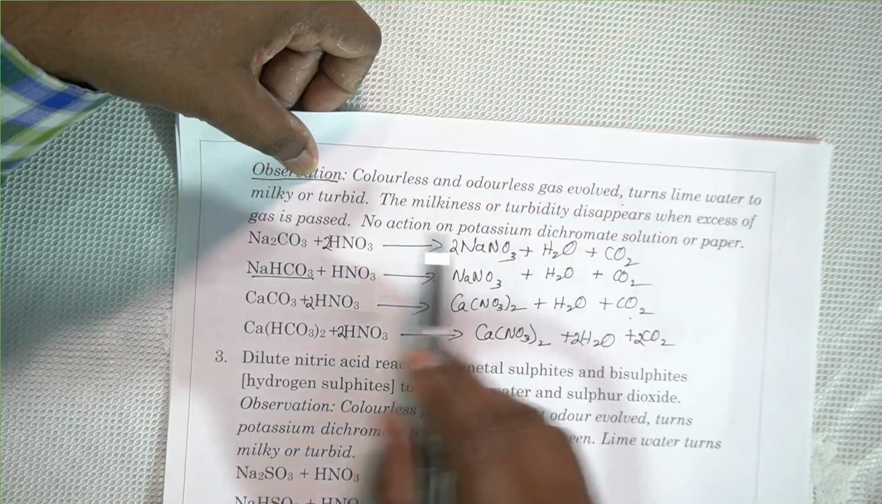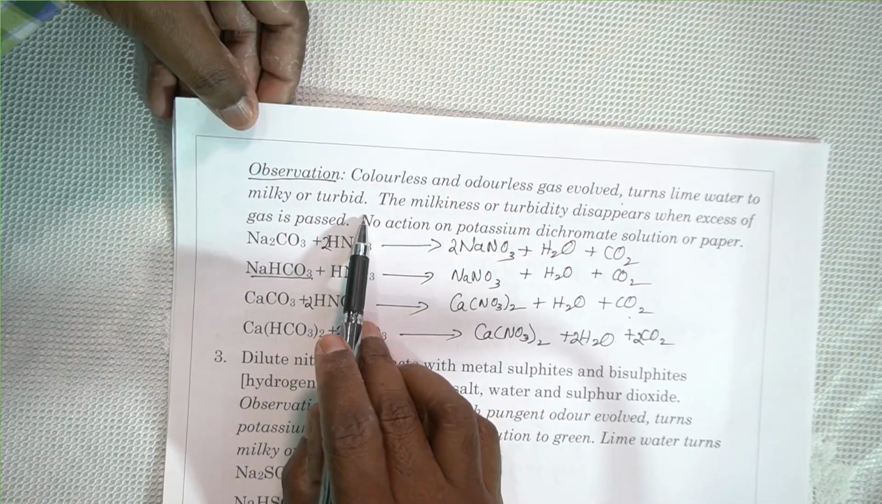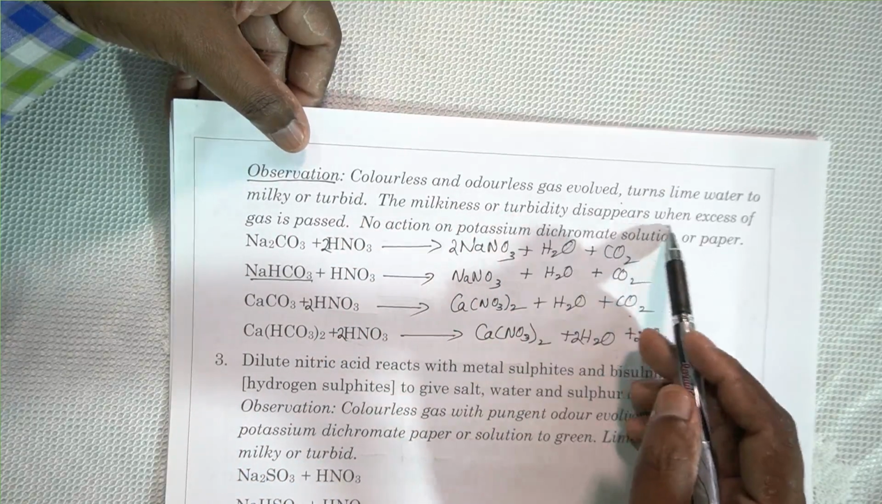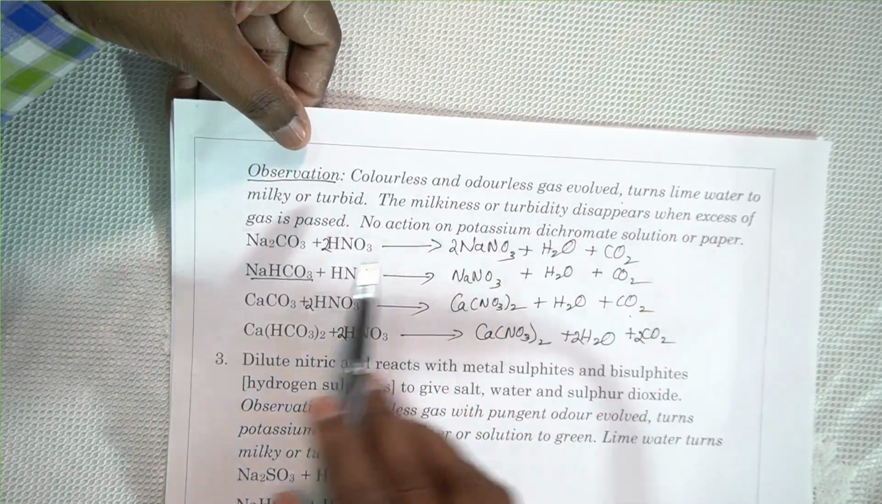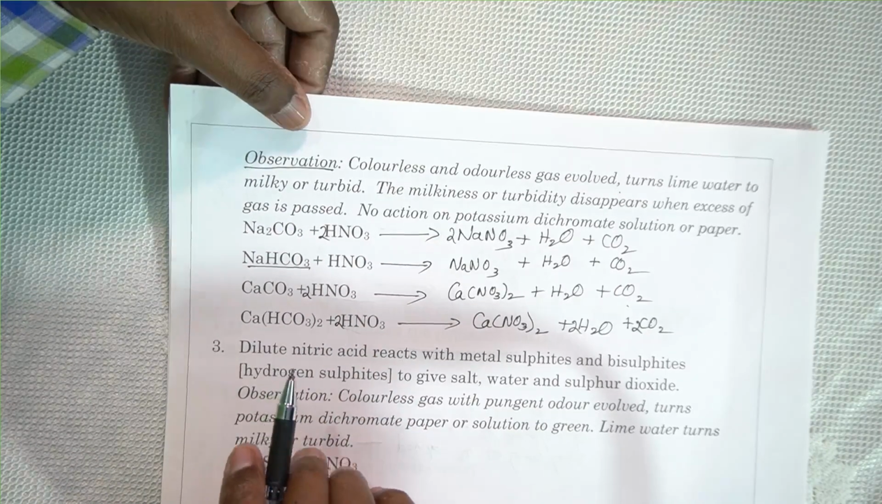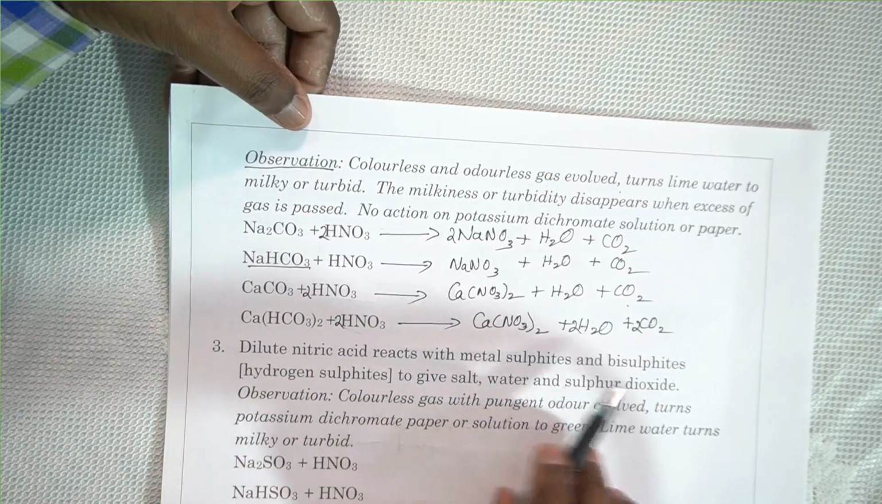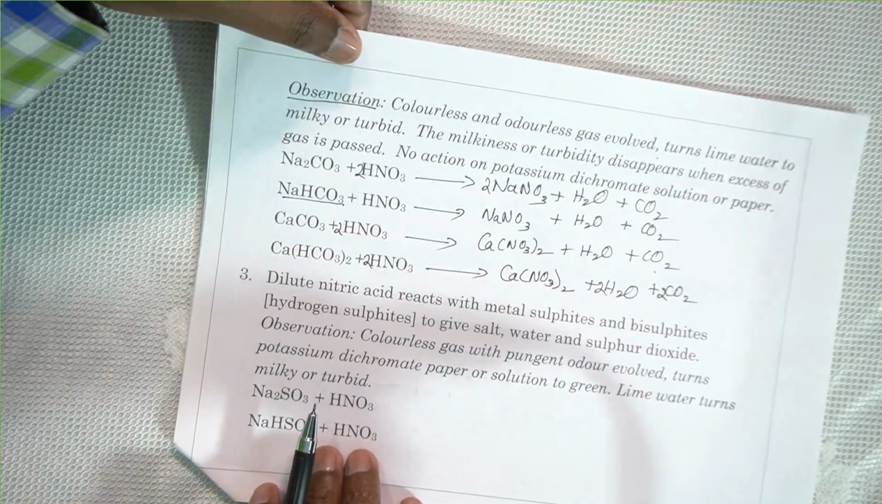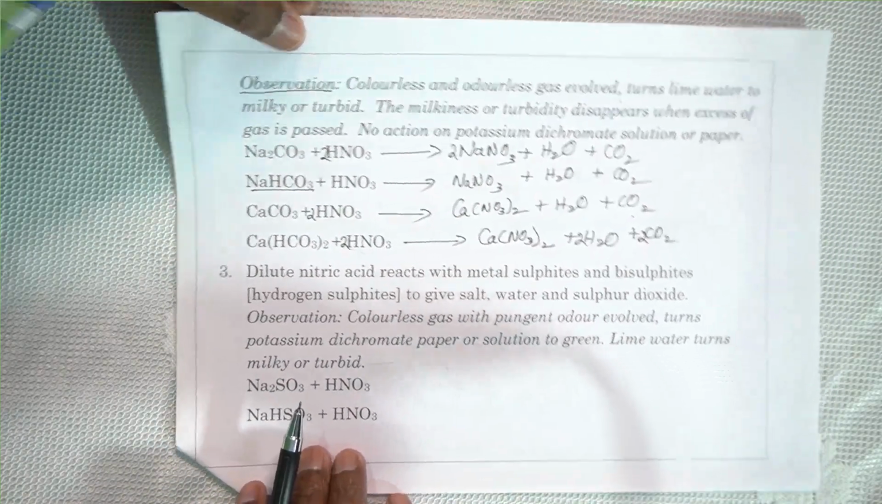It turns lime water milky or turbid, and the milkiness or turbidity disappears when excess of the gas is passed. So this is what we know in the laboratory. When we work, we understand it. Lime water turns milky when carbon dioxide is passed. If you pass excess of carbon dioxide, the milkiness disappears.